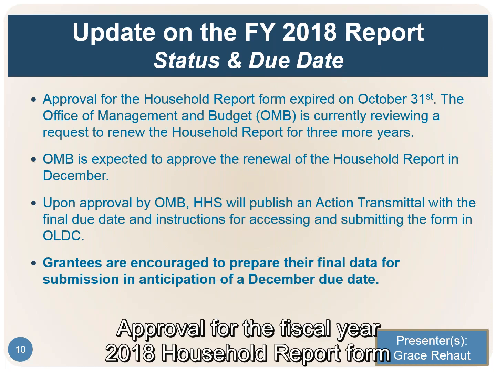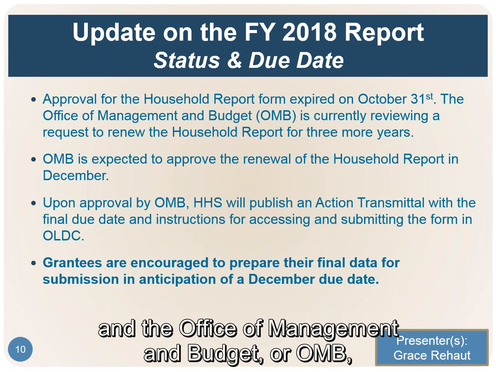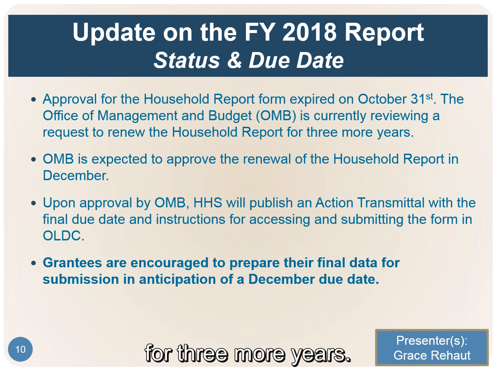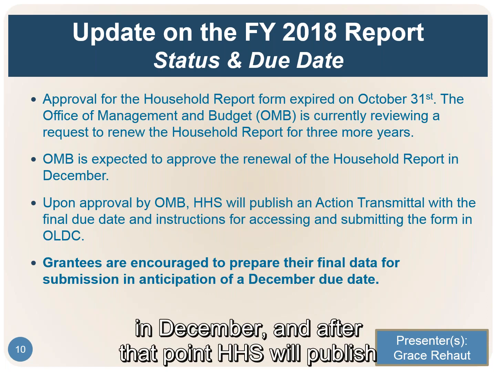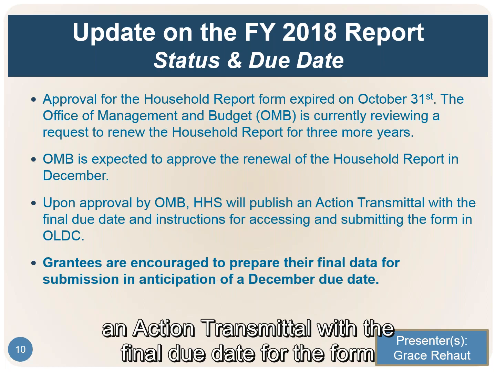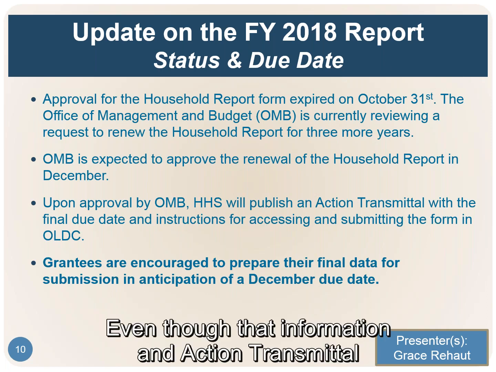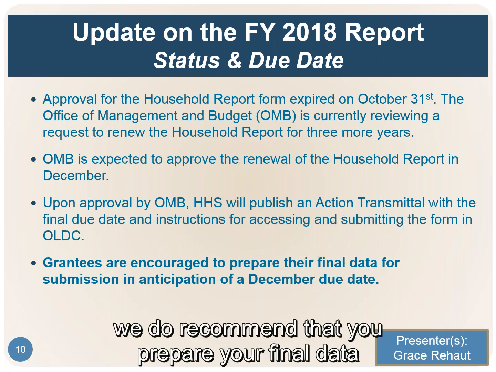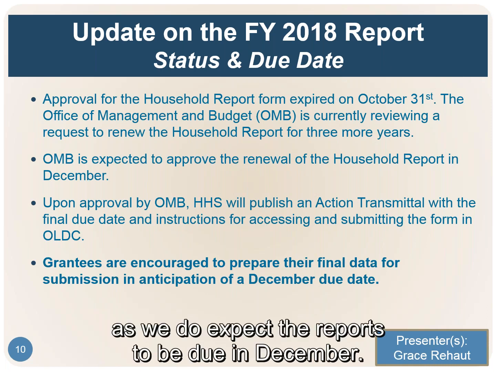Approval for the fiscal year 2018 household report form expired on October 31st, and the Office of Management and Budget, or OMB, is currently working on renewing that household report for 3 more years. OMB is expecting to approve the renewal of the report in December, and after that point, HHS will publish an action transmittal with the final due date for the form, as well as instructions for completing and submitting the form in OLDC. Even though that information and action transmittal will not be published until later, we do recommend that you prepare your final data for your 2018 household report now, as we do expect the reports to be due in December.